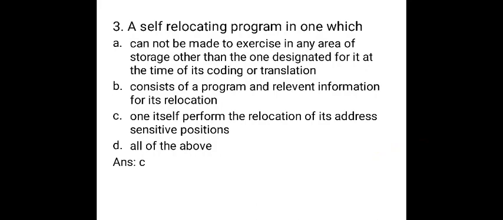So now you understood what is meant by a non-relocatable program. We'll move on to the next MCQ: a self-relocating program is one which has what? Option A is cannot be made to execute in an area of storage other than the one designated for it at the time of its coding or translation. Option B is consists of a program and relevant information for its relocation. Option C is one that itself performs the relocation of its address sensitive positions. Option D is all of the above. The answer is option C.